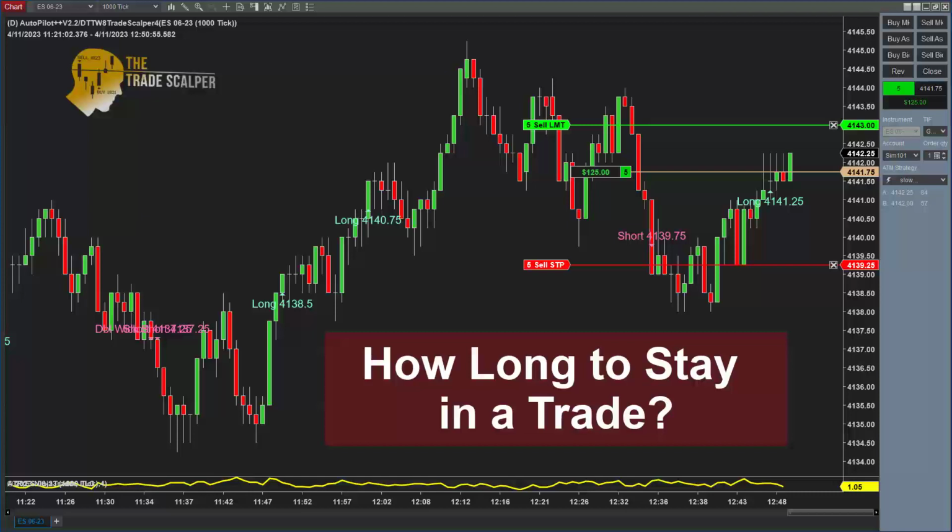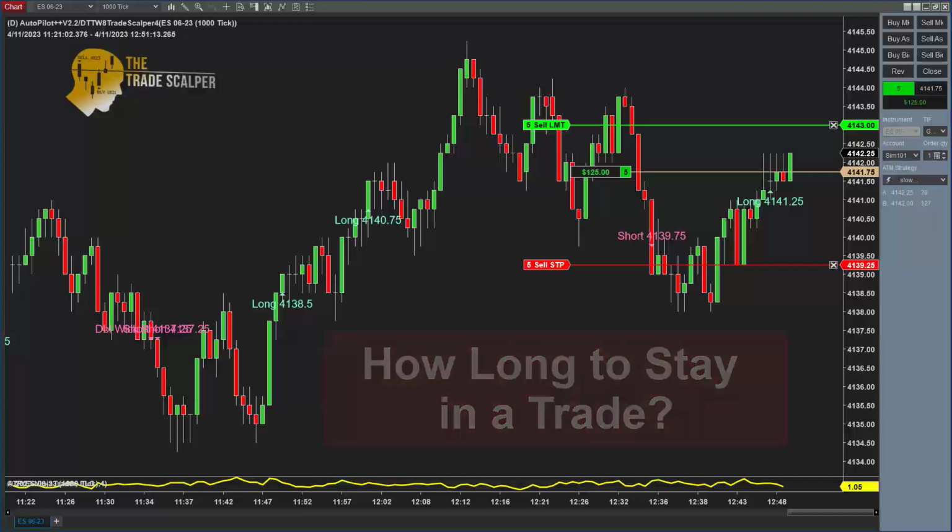Some type of time element that says we are only giving this trade X amount of candles or X amount of time or X amount of bars to stay in the trade in order for it to work. If it's going to work, it should happen sooner rather than later. So it's always something good to keep in mind as a price action trader.